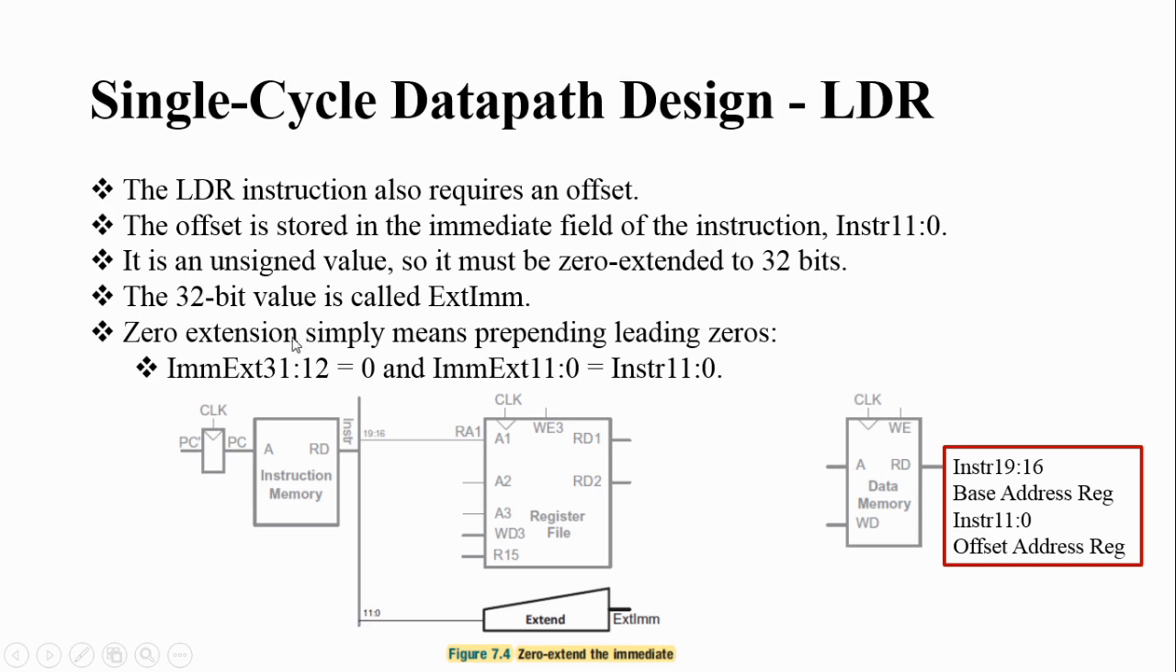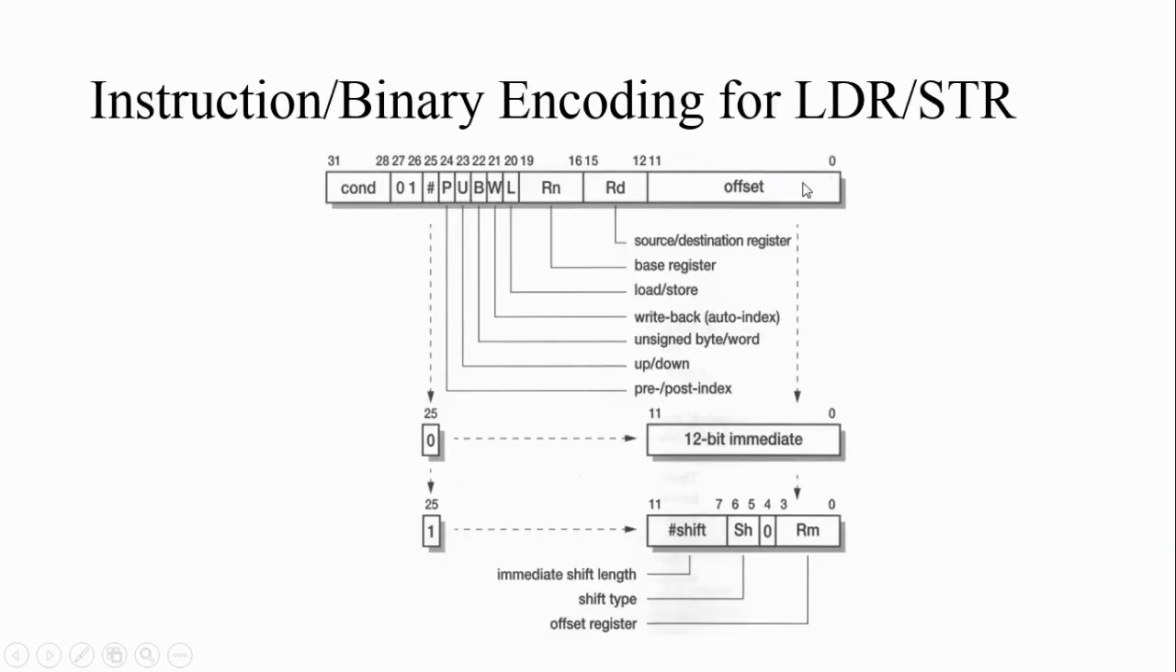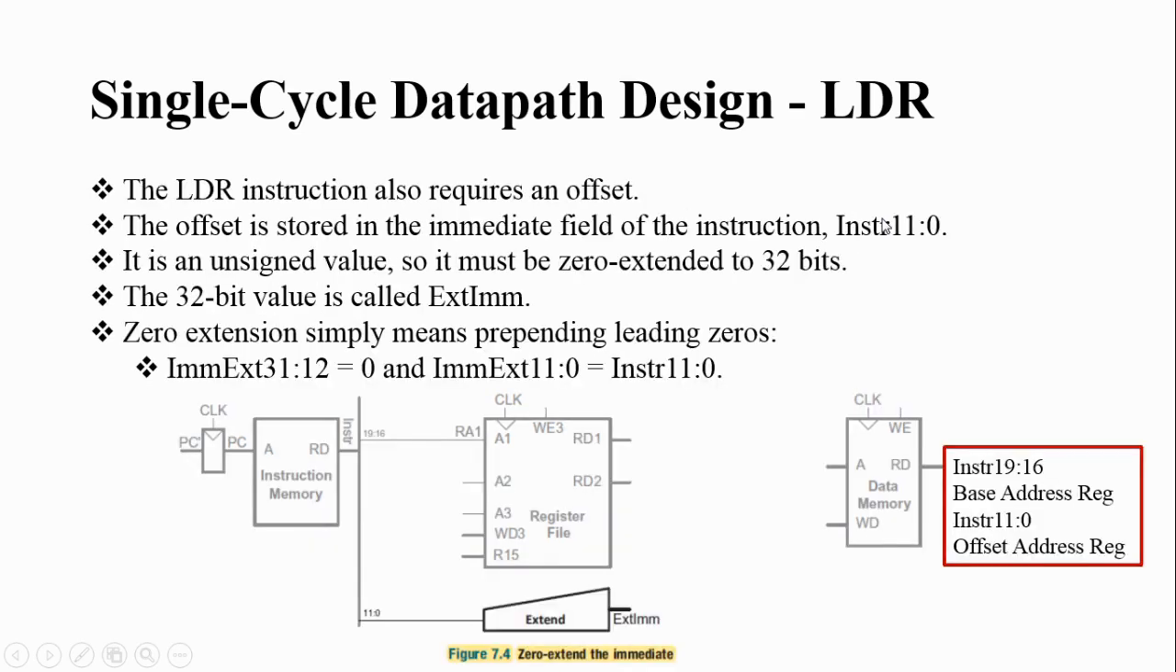right? So the offset value is stored in the immediate field of the instruction that I have shown here, 0 to 11. So these are the 12-bit offset. So you need to read that, then you need to perform something known as 0 extending to 32 bits, because you are going to add the 12-bit immediate value to the 32-bit base address. So you are going to extend this 12-bit value to 32 bits, right? So remaining bits you need to add.